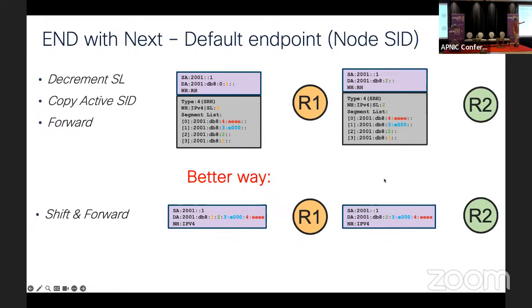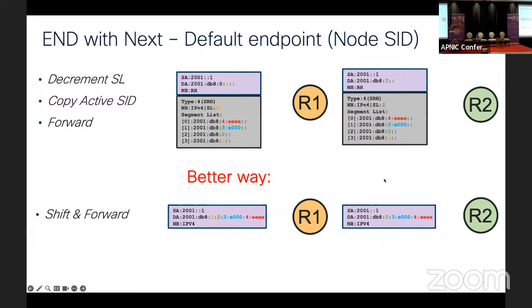Oh, well, it will do decrement segments left, copy new active SID, and forward. In a case, I do have end of the container, but in general, most of the cases it's doing just shift and forward, which is just end of the segment, or nothing else. And apparently, it's like same thing, like the node SID in the SR-MPLS, right? It has same functionality. Node SID in SR-MPLS is basically termination of the segment. It's end of the segment, and there is a shortest path towards the destination to that segment.